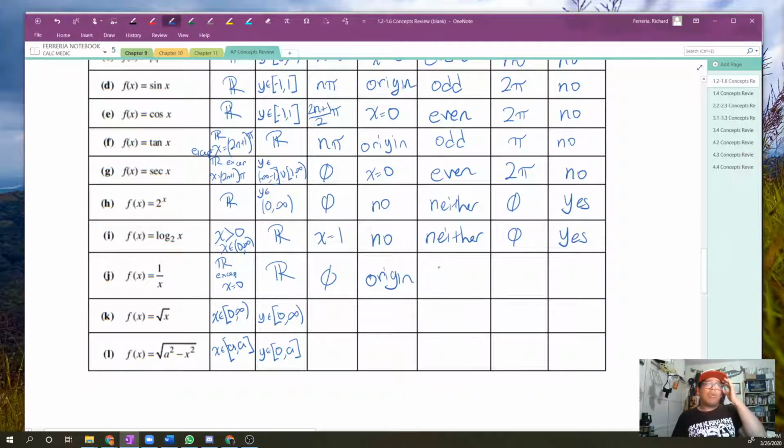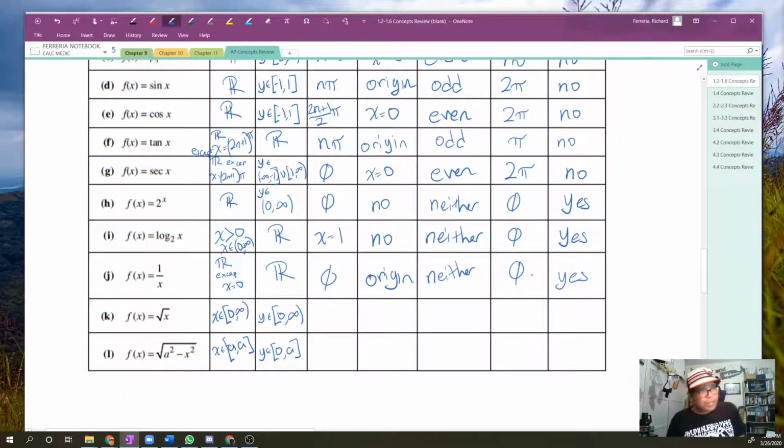Is this odd or is this even? Neither. That means it doesn't have a period either. No, I'm sorry, those two are not linked. Does this have a one-to-one correspondence? I'm thinking about that horizontal line, and yeah, it does.